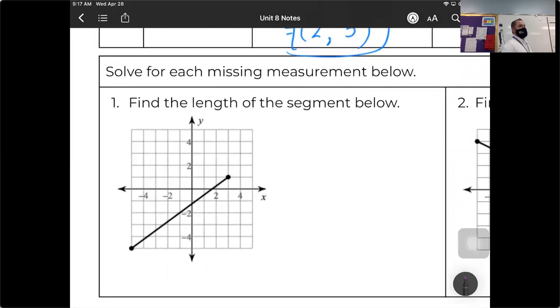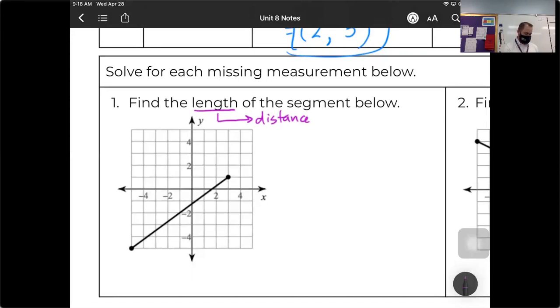This time it says find the length. It says just find the length of the segment. Well, what formula do you think I'm going to use for length? I didn't hear that. Say it louder. Distance. Thank you. Now, yes, we can use the distance, but if you remember, we talked about slope last time.